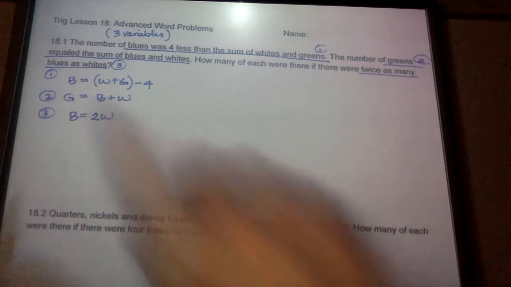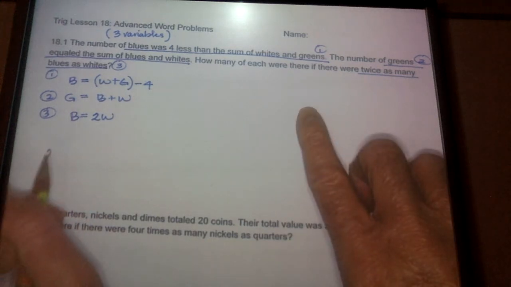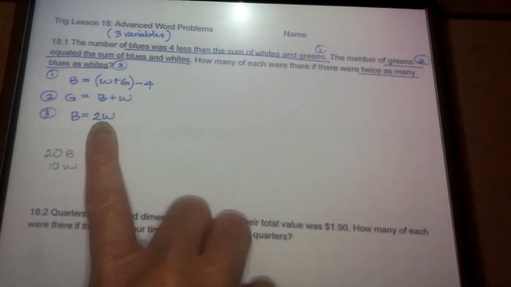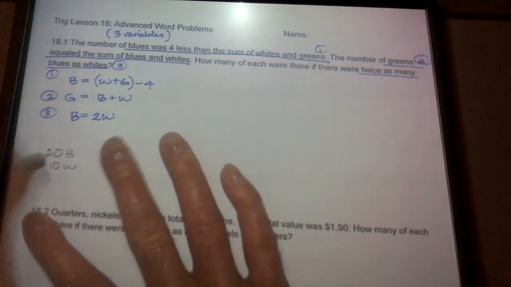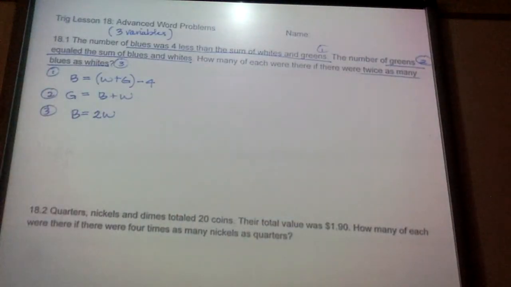Now, that's not opposite of what it says, but it feels opposite when you're setting up. They're saying that if I had 20 blues, I would have 10 whites, right? They're saying that blues would be double. And the only way that would work out is this equation right here. 2 times the W's will equal the blues. So be really careful how you set it up. I always pick real numbers and check my equations to see if they work.